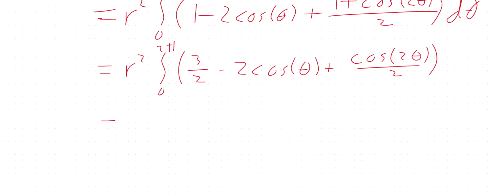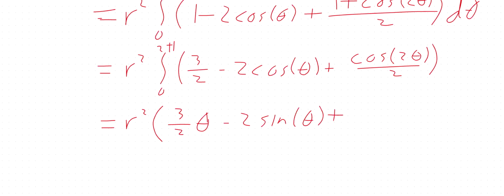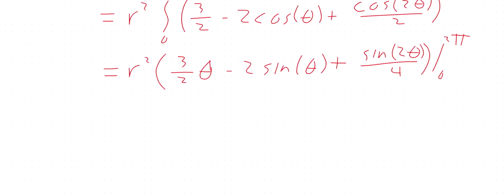Taking our integral, 3/2 theta minus 2 sine of theta plus sine of 2 theta over 4. Now the nice thing is whenever we plug in 2 pi to this, sine of 2 pi is 0, sine of 4 pi is also 0. And then whenever we plug in the zeros, all of these would be 0.